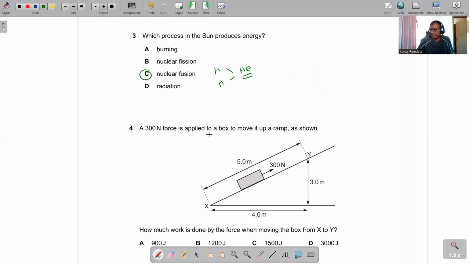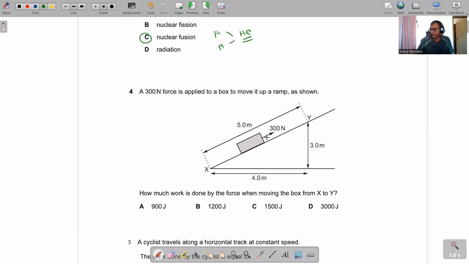300 Newton force is applied to a box to move it up a ramp, as shown. How much work is done by the force when moving the box from X to Y? OK. Nous ne connaissons pas sa distance là. Et moi capable connaître sa distance là, c'est Pythagoras, c'est 4 to the square plus 3 to the square égale à 5. OK? Et là, the work done will be equal to 5 fois 300. 5 fois 300 pour 1500 joules. Est-ce que moi, je suis capable de faire de l'autre façon? Non, je ne suis pas capable.